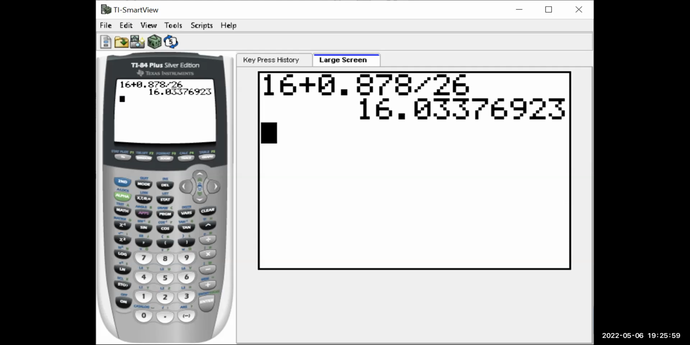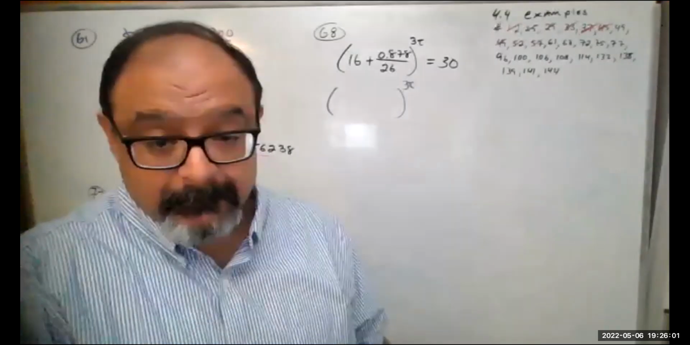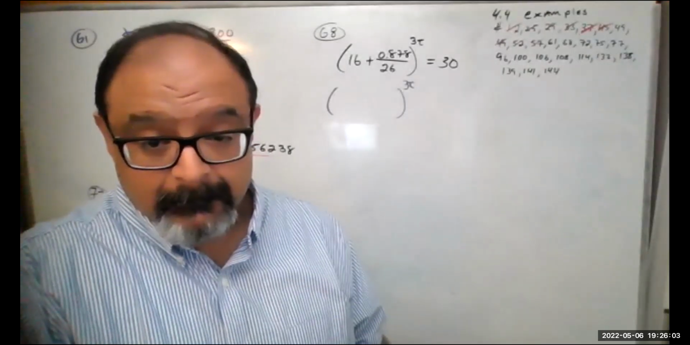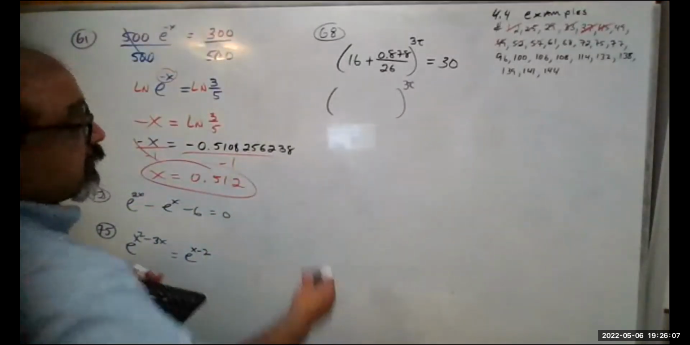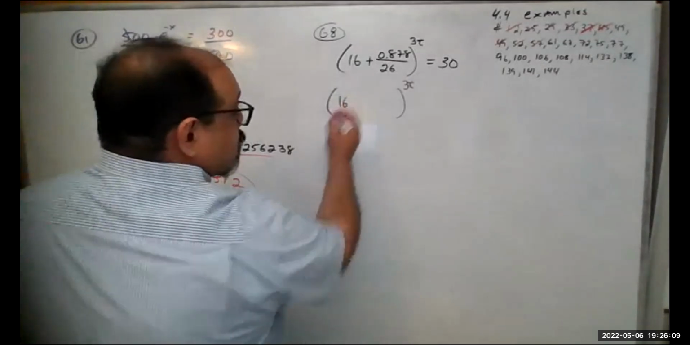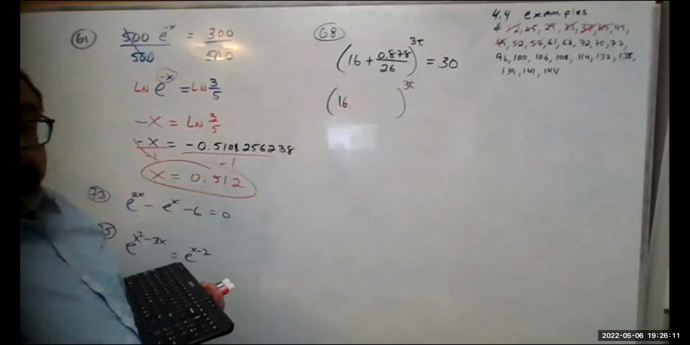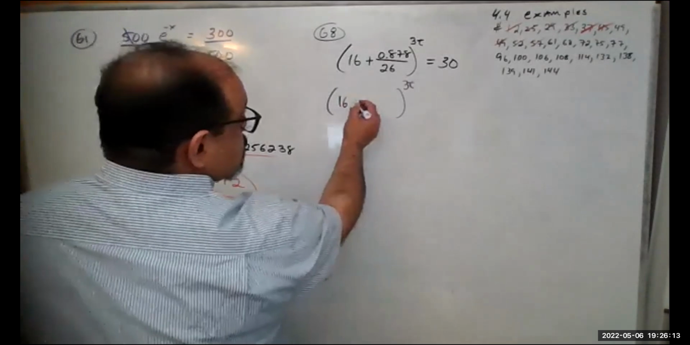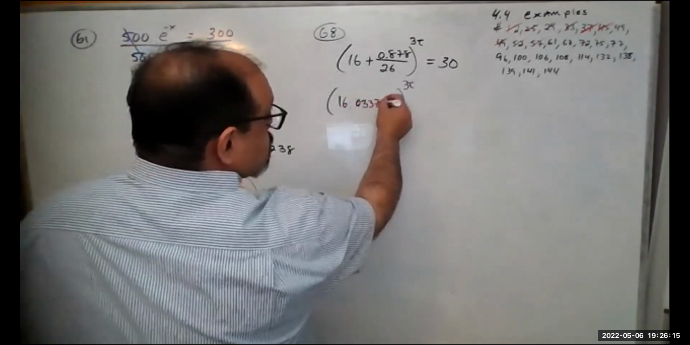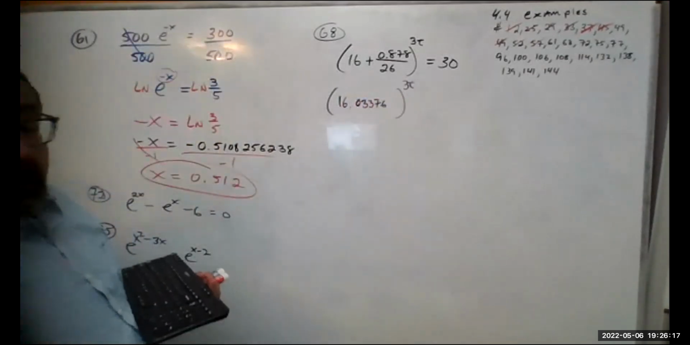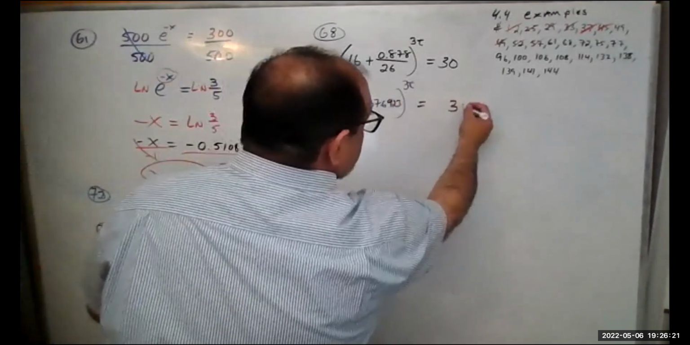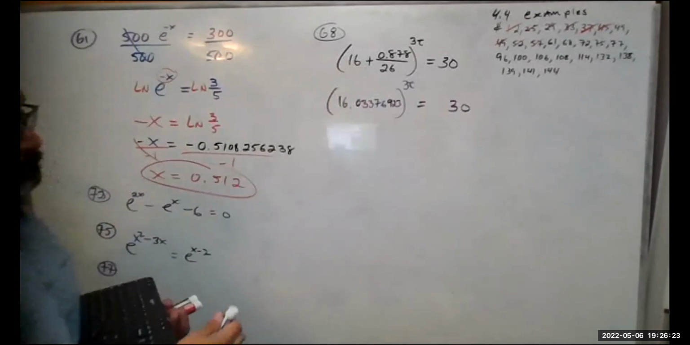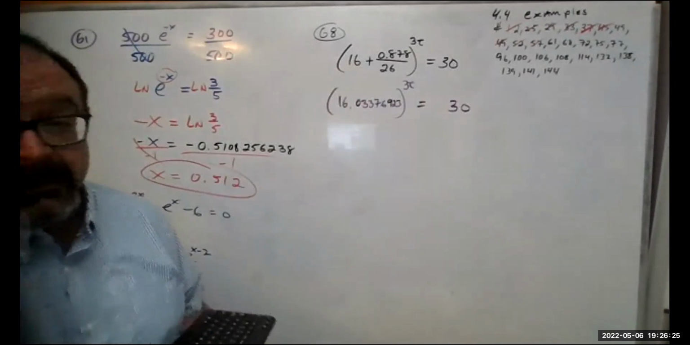So that's the answer inside the parentheses. Inside the parentheses, we have 16.03376923, equal to 30.